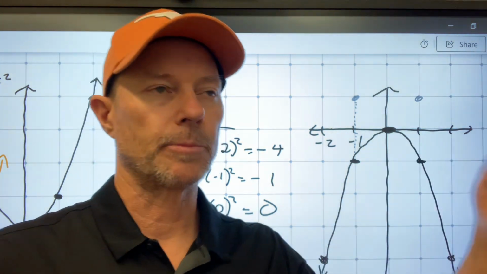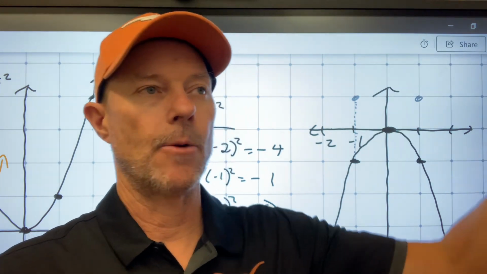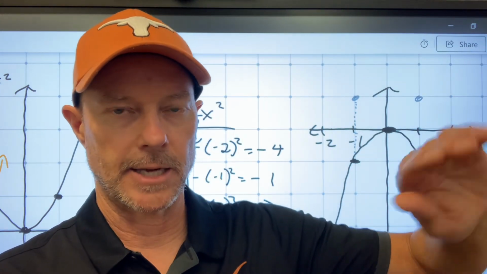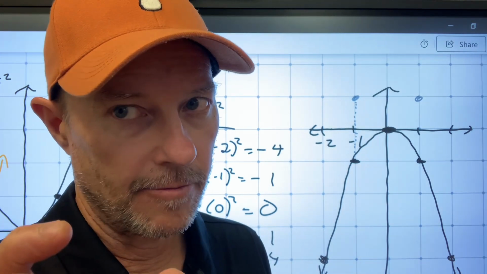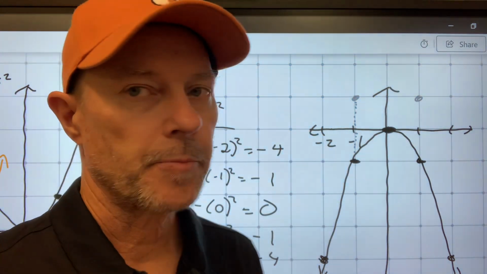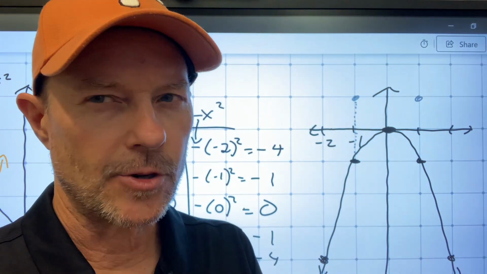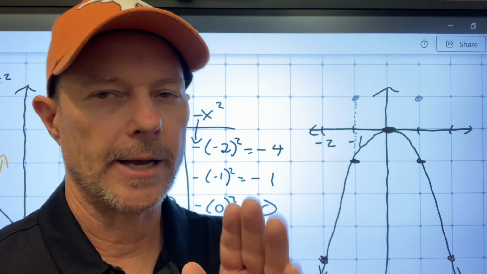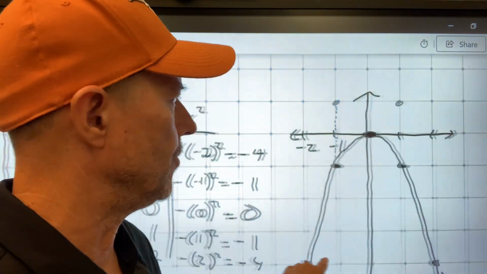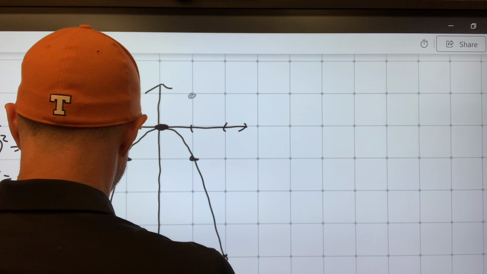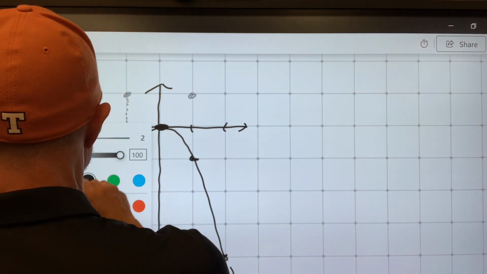Well, if I multiply by a negative on the outside, I reflect up, down over the x-axis. But if I put a negative on the inside of the operation of the square, then it will reflect left and right over the y-axis. Something kind of interesting happens with a parabola when you do that. So let's look at that right quick.